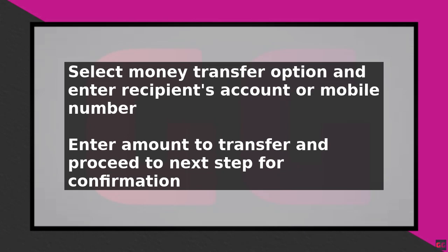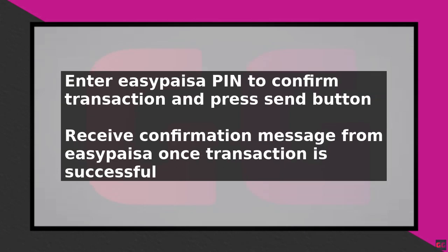You will then see a menu with various options, including money transfer, bill payment, and balance inquiry. To transfer money, select the money transfer option by typing the corresponding number and pressing the send button. You will then be asked to enter the recipient's EasyPesa account number or mobile number, followed by the amount you want to transfer. After entering the recipient's details and the amount, you will be prompted to enter your EasyPesa PIN to confirm the transaction. Once you have entered your PIN, press the send button to complete the transaction.